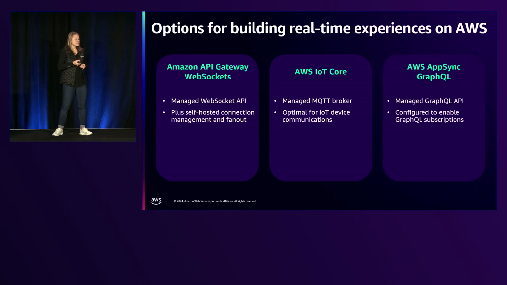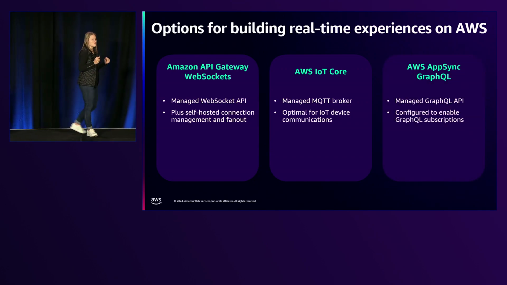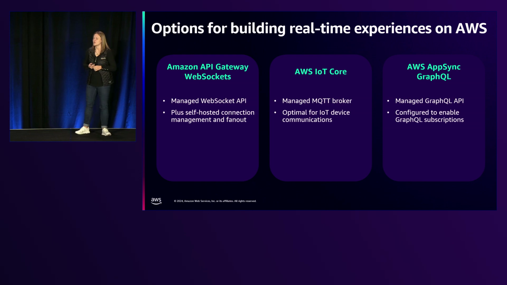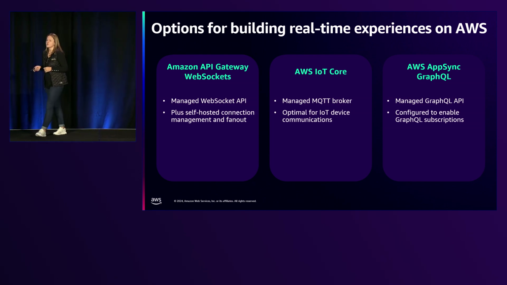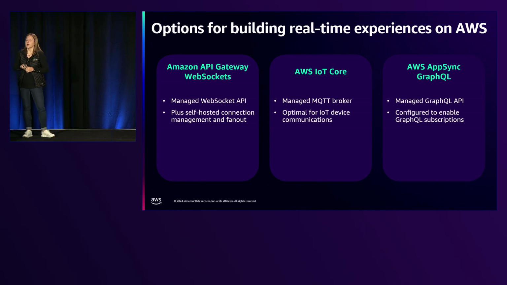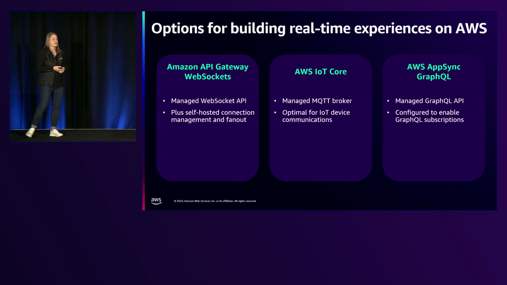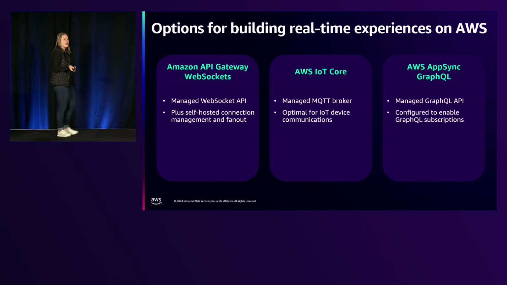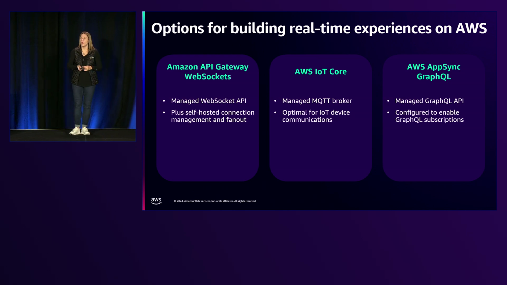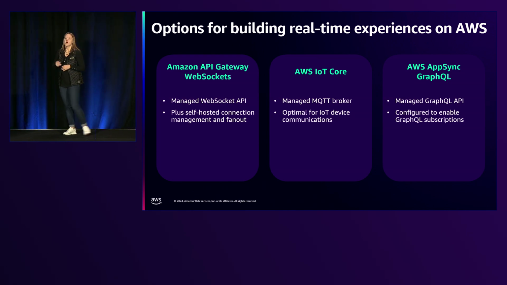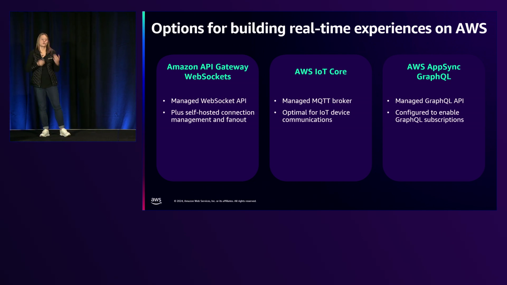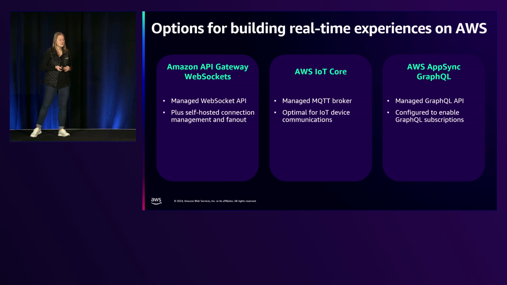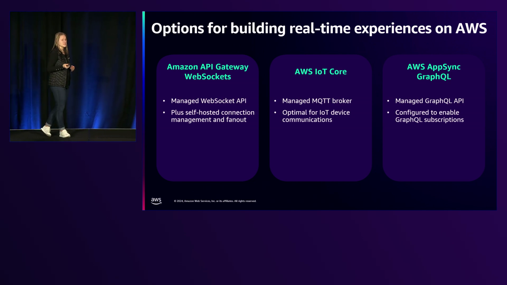And then the last solution that we'll talk about, which some of you might be familiar with, is AWS AppSync GraphQL. And AWS AppSync GraphQL provides a fully managed GraphQL and WebSocket API for you to use in your applications. And the part of AppSync GraphQL that enables those real-time experiences are what are called subscriptions. And subscriptions are a result of a GraphQL mutation, which is a data modification step.